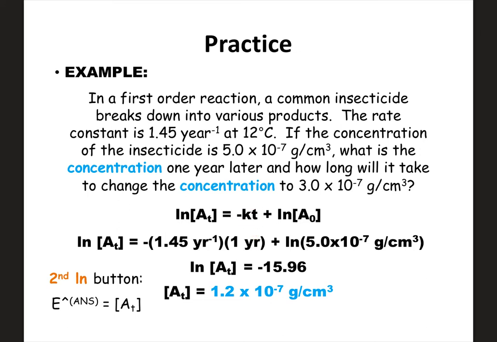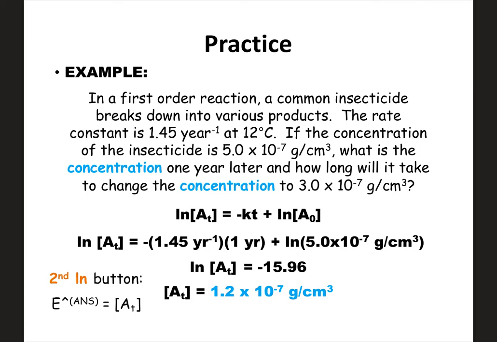When we get to t, that's time. Well, they're telling us it's 1 year later. Our units do match, so make sure of that. Years to the -1 and years would cancel here. So that's what we want. And then we're going to add this to the natural log of the concentration at time 0. They told us the initial concentration of the insecticide here. So now it just becomes math and being careful.